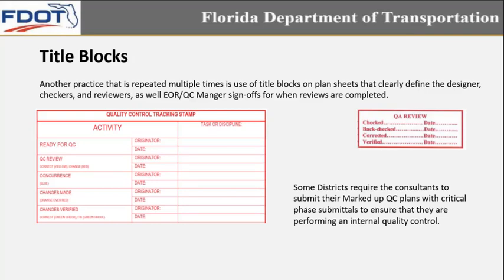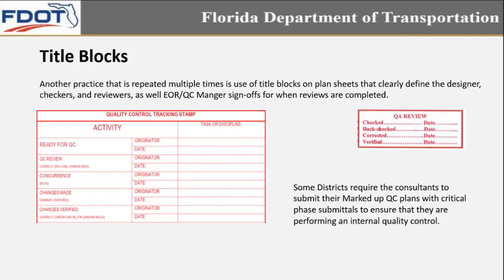Title blocks, everybody sees title blocks. This is a core standard within the industry, and this is a wonderful tool that evolved from the days of doing paper reviews. It's still used in electronic reviews, but it's been refined and evolved to a high level through many years of paper reviews. Practices repeated multiple times: title blocks on plan sheets that clearly define the designer, checker, and reviewer, as well as the EOR and QC manager sign-offs for when reviews are completed.